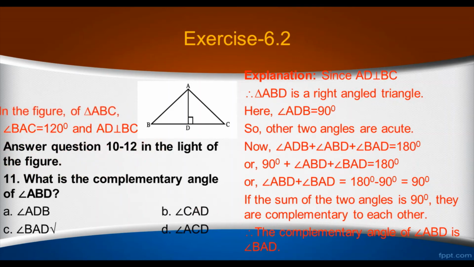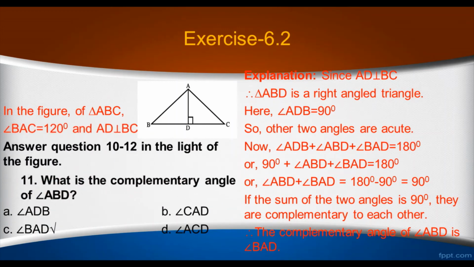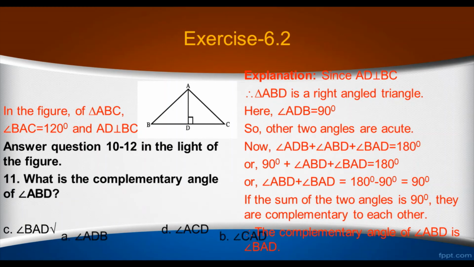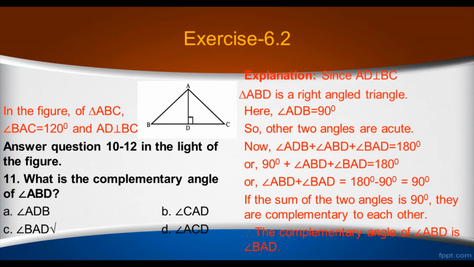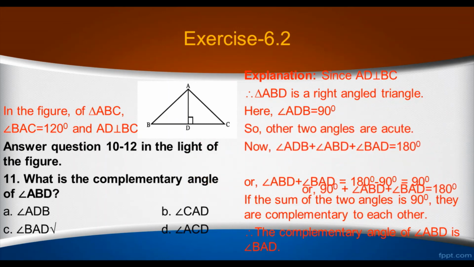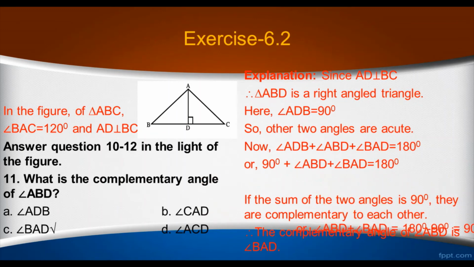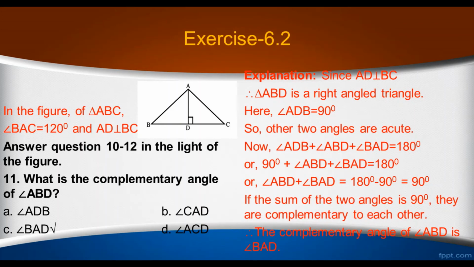Now this is question number 11, my dear students. What is the complementary angle of angle ABD? You know the answer already: angle BAD. And you know the process of finding the sum of these two angles. At first the sum of the three angles is 180 degrees, and if we put down the values, we get angle ABD plus angle BAD equals 90 degrees. So if the sum of two angles is 90 degrees, they are complementary to each other.